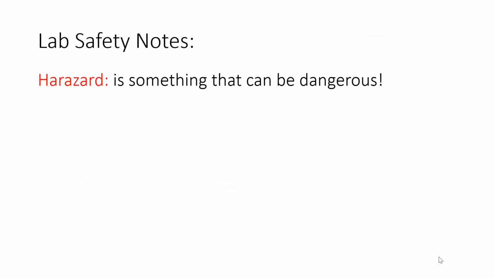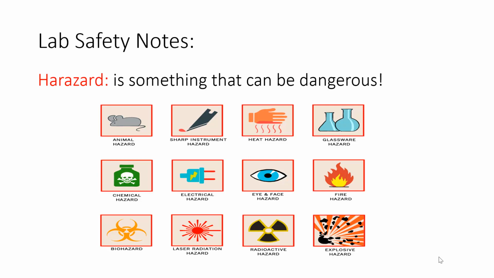The first thing we need to know about is what is a hazard. Okay, a hazard is something that can be dangerous. So for example, animals can be dangerous. Sharp instruments or heat. Glassware can be dangerous. A chemical hazard, an electrical hazard, an eye and face hazard, fire hazard, biohazard, laser radiation hazard, radioactive hazard, or even an explosion hazard. All of these are something that can be very dangerous.